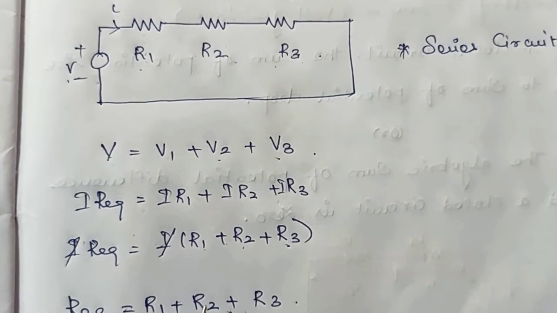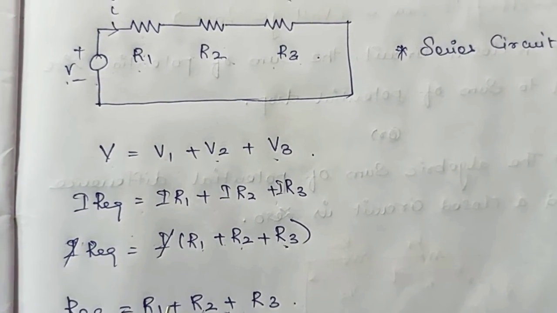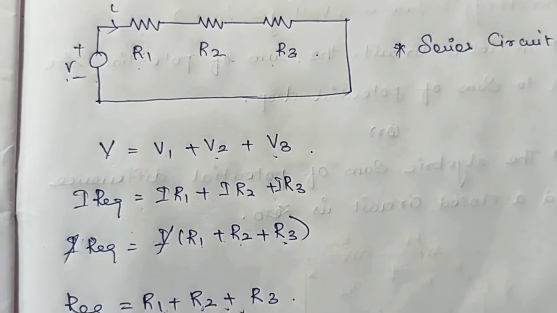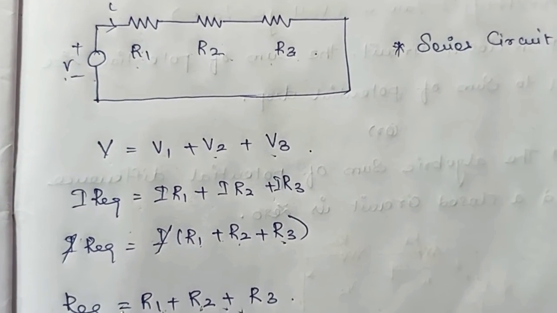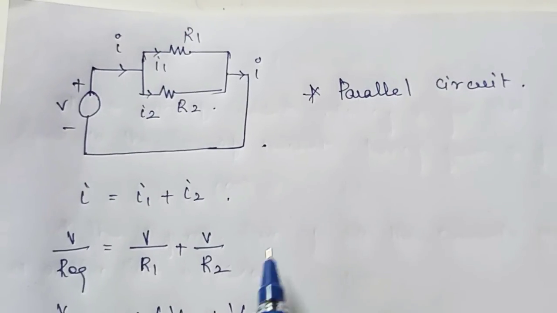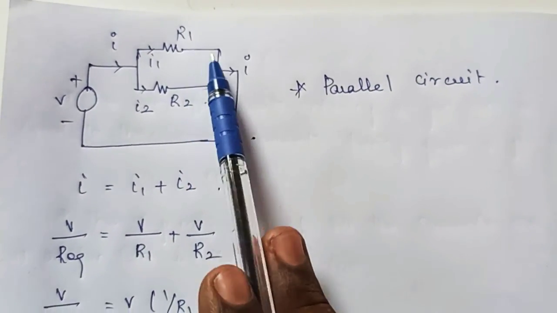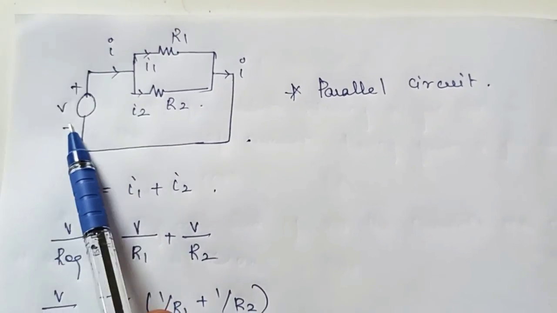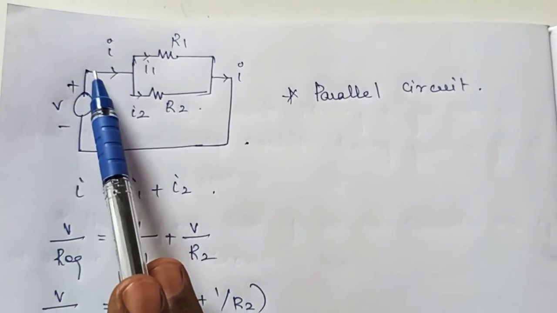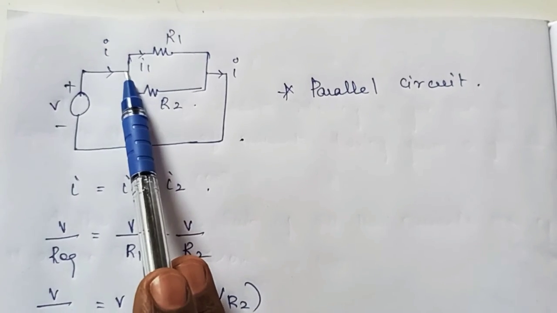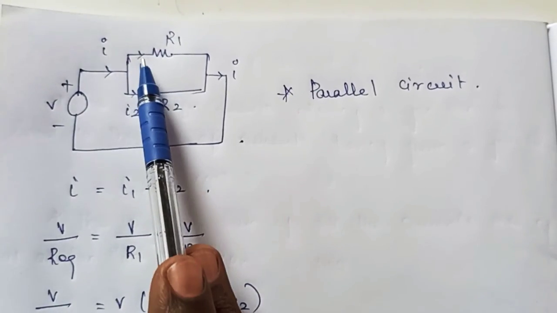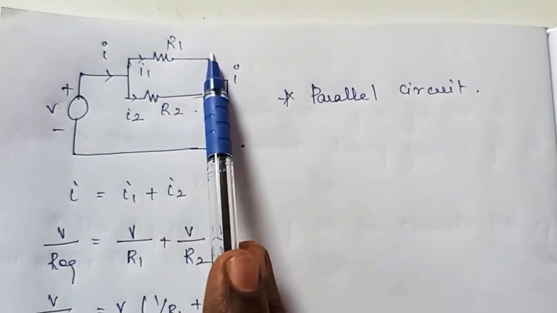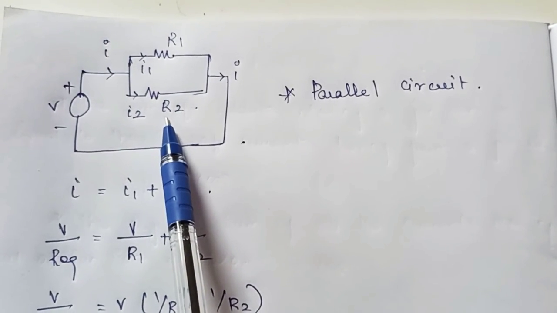Next we will see what the equivalent resistance is if the resistors are connected in parallel. Consider this circuit. R1 and R2 resistors are connected in parallel. The given voltage is V and the current to the circuit is I. At this node, the current is split. Then I1 and I2 currents flow through the R1 and R2 resistors respectively.